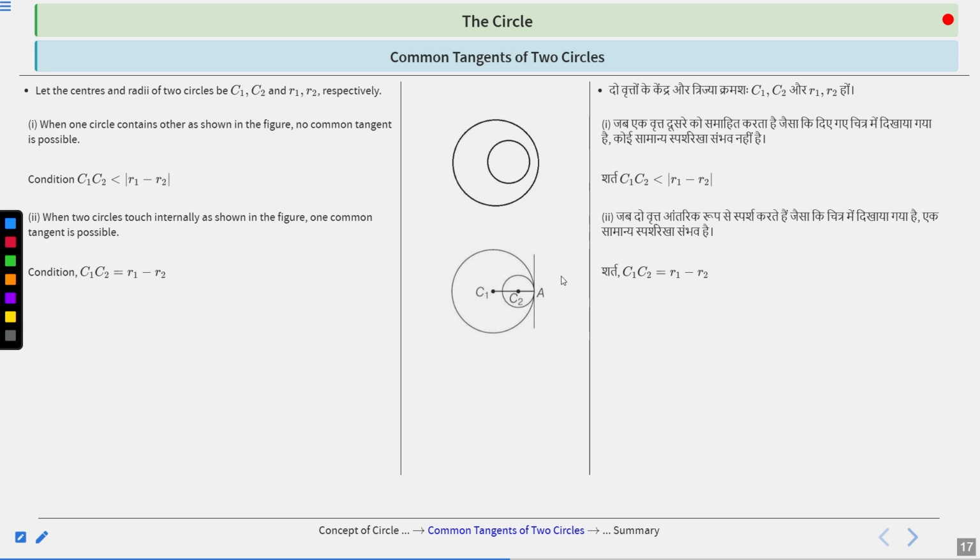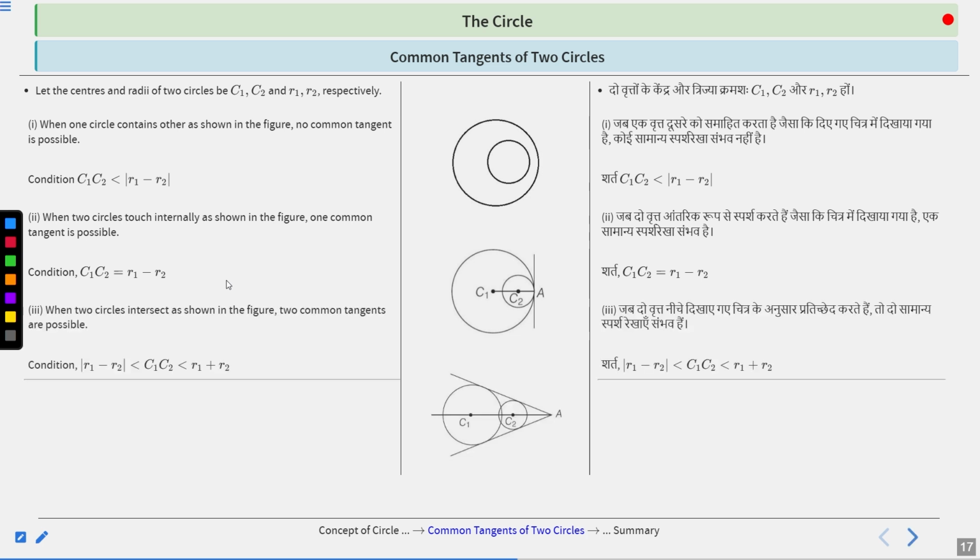Here you can see the figure. The circles, one inside the other, are touching internally, so one common tangent is possible, and the condition should be c1c2 = r1 - r2. Clear? Next, when two circles intersect as shown in the figure, two common tangents are possible.